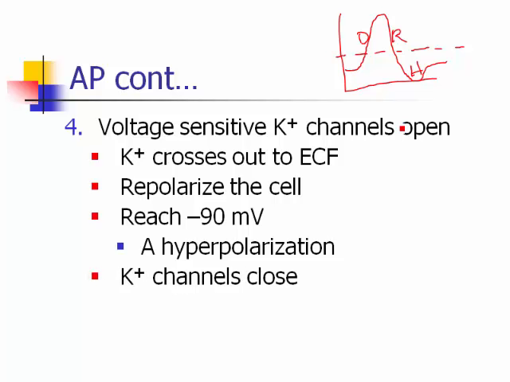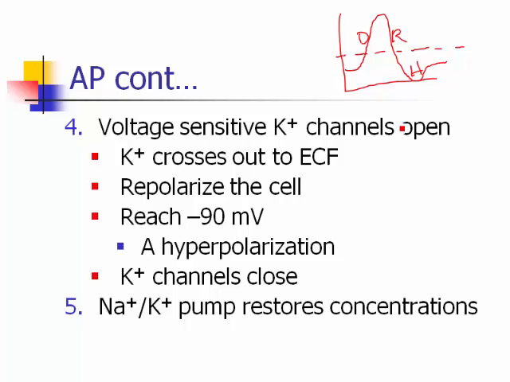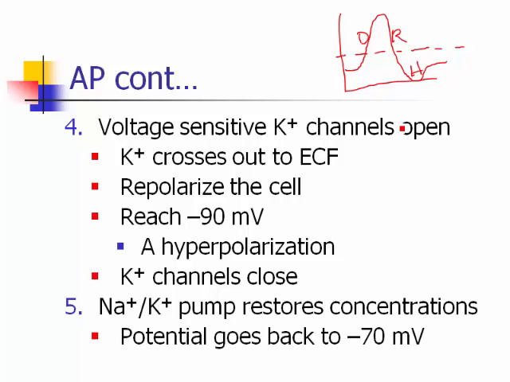And at minus 90, the channels which are sensitive to voltage say, minus 90, we're not so happy to be open, now we close. So they open at plus 30, close at minus 90. Now to put everything back, because you've got sodium and potassium moving to the wrong place, right? We have our sodium potassium pump to put everything back to where it belongs. Do you remember that? 3 sodiums out, 2 potassiums in. Okay, so potential goes back to minus 70 millivolts.